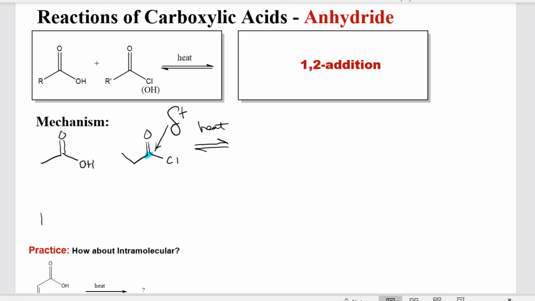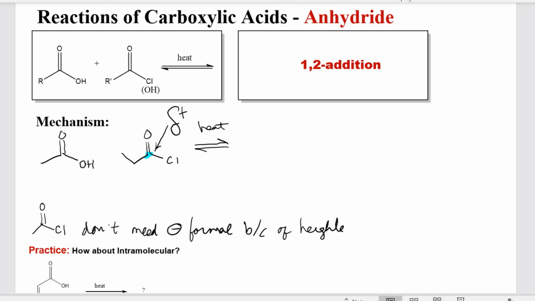Typically, acid chlorides and acid bromides don't need a formal negative charge because of their heightened reactivity. Because that carbonyl is so electropositive, it may as well be formally plus. So as such, you can operate under the assumption that it is already activated. Think of acid chlorides as already being under acidic conditions.